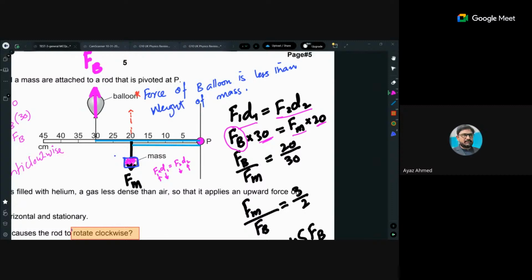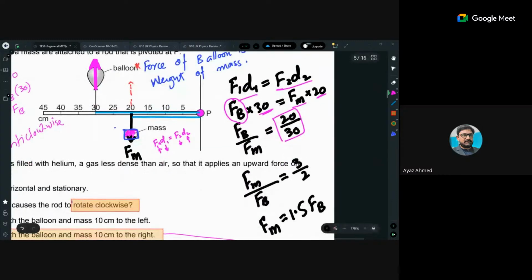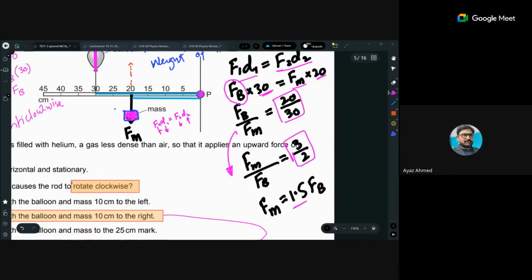When I take the ratio of force of balloon and force of mass, I get 2/3. If I take the inverse, force of the mass and force of balloon, I get 3/2. It means this mass is providing a force 1.5 times greater than the force of the balloon. Is this all clear to everyone? Sir, why did we take the inverse of it? Just to make it 1.5. 2/3 does not make clear sense. That's why.